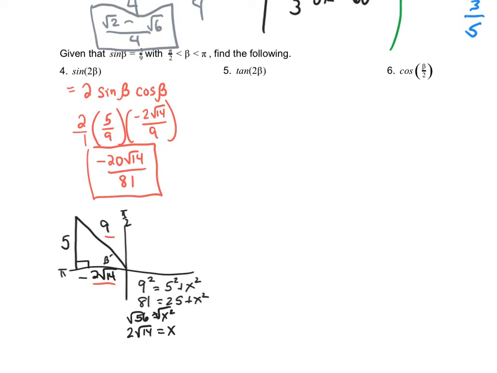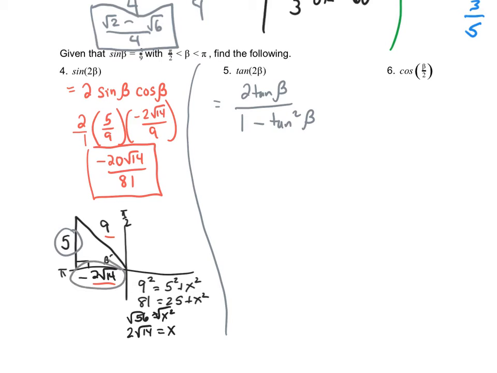So the second one says, what's the tangent of 2 beta? Well, the tangent of 2 beta is given by the formula 2 tangent beta over 1 minus tangent squared beta. Well, then I need to know what tangent beta is. Tangent beta is opposite over adjacent. So that's going to be 2 over all over 1 minus 5 over negative 2 radical 14 squared.